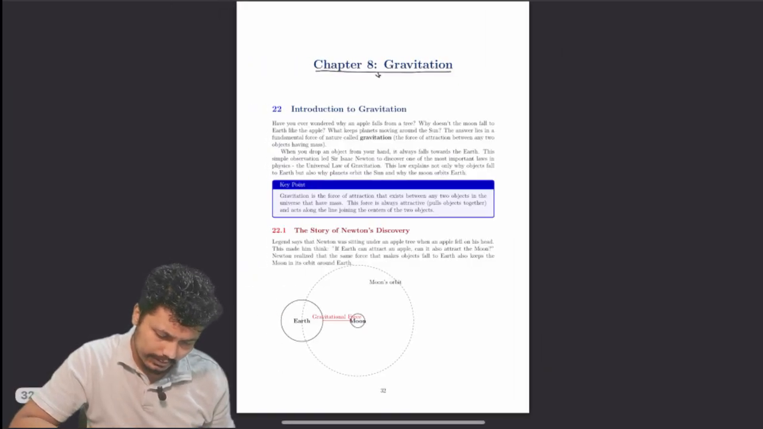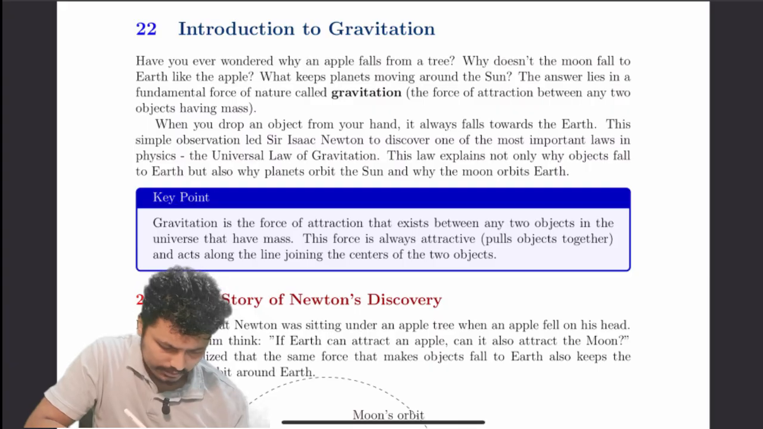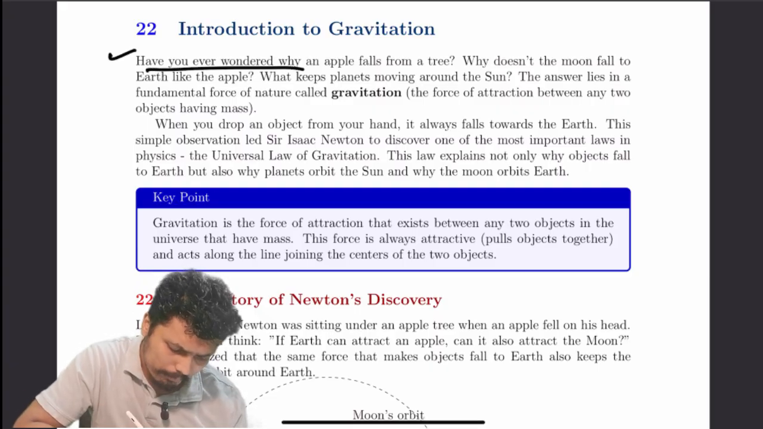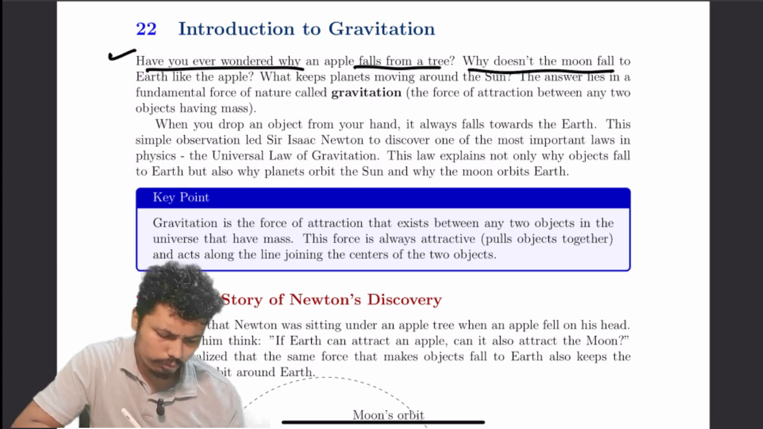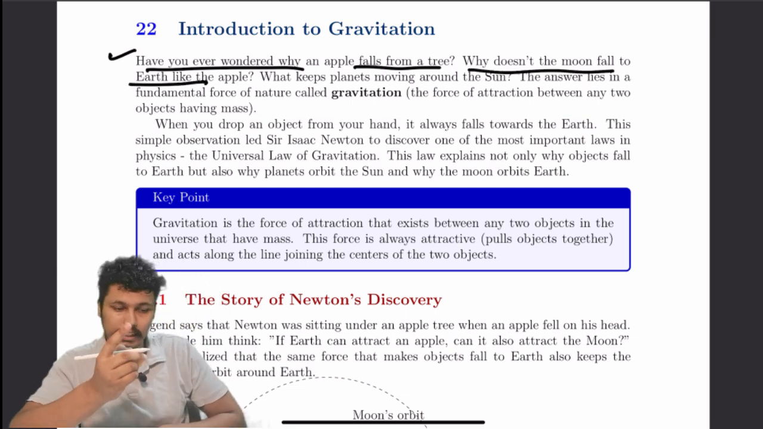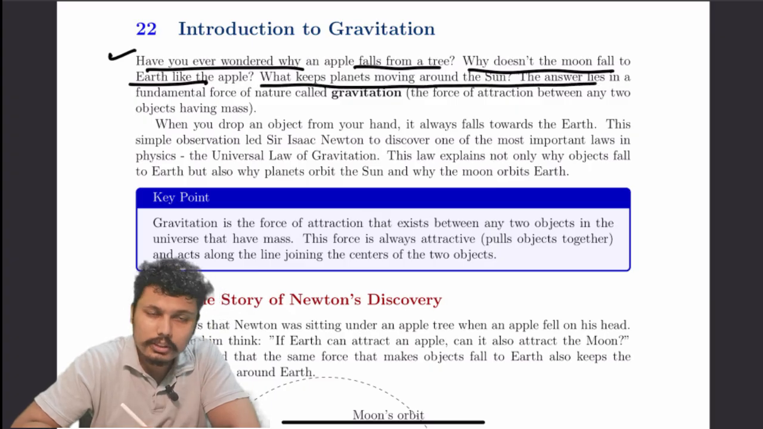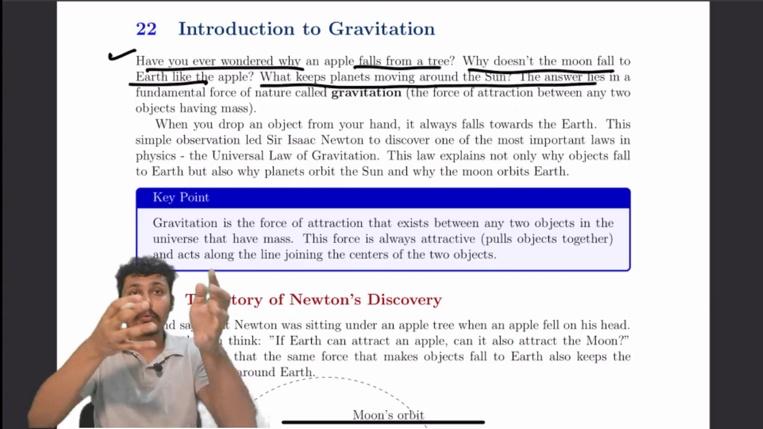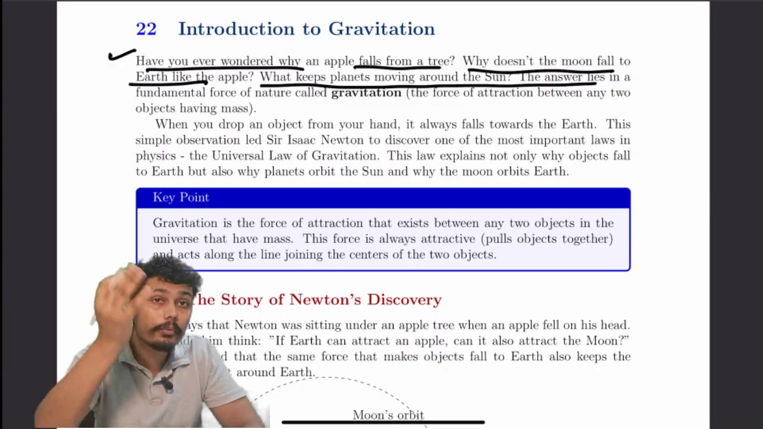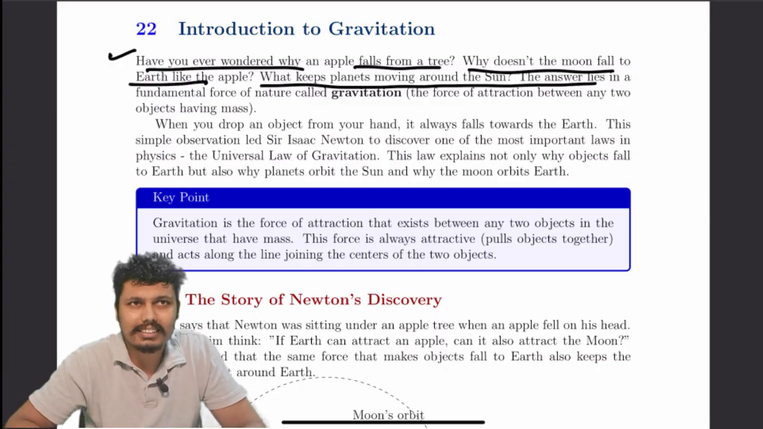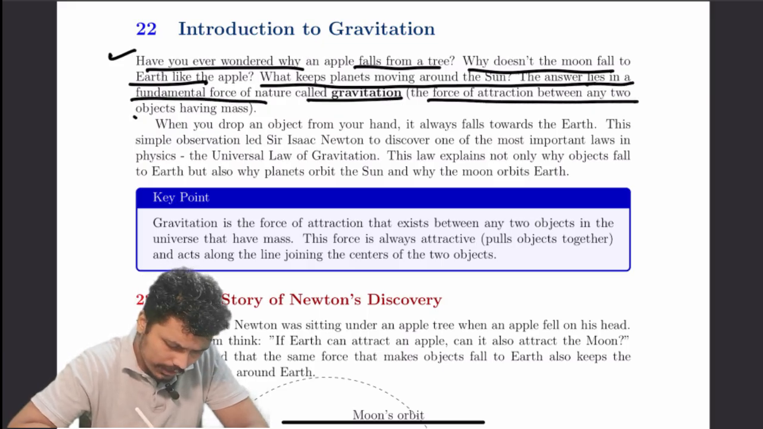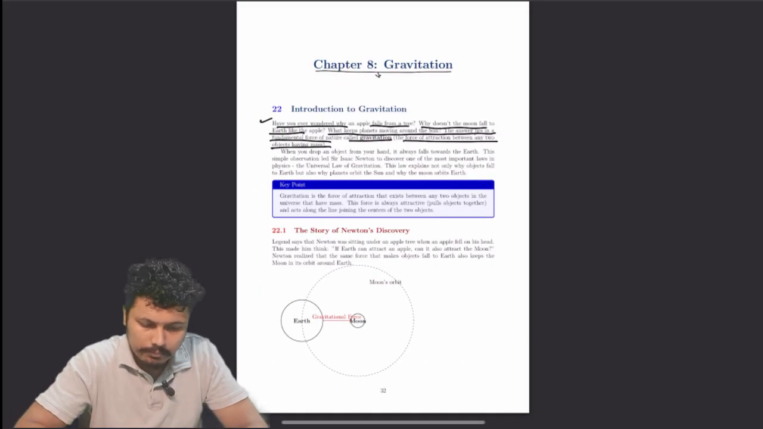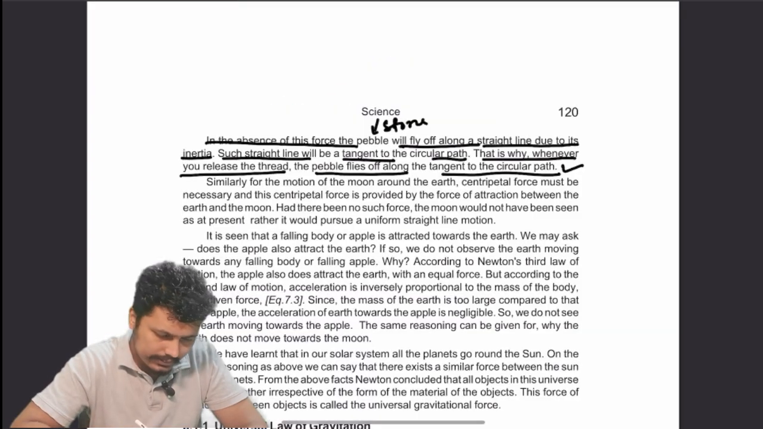So let's go through whatever I've taught. Have you ever wondered why an apple falls from a tree? Why does not the moon fall to the earth like the apple? Second question, what keeps the planets moving around the sun? Why are not all the planets going into the sun? The answer lies in the fundamental force of nature called gravitation, the force of attraction between any two objects having mass.